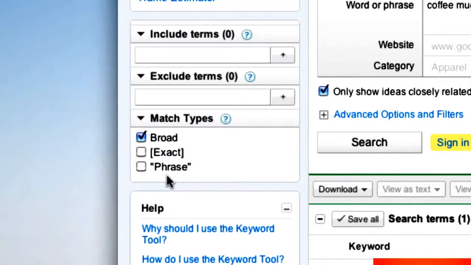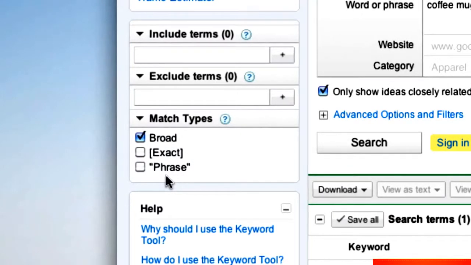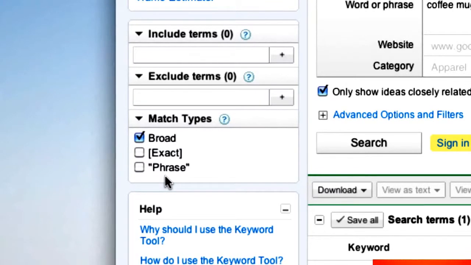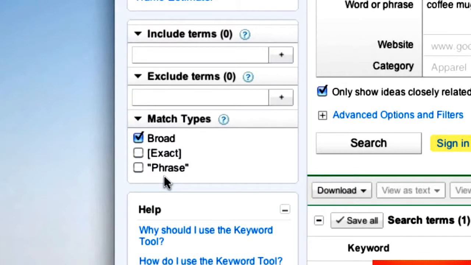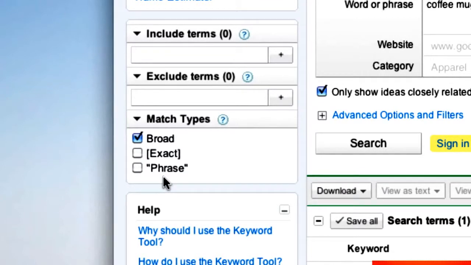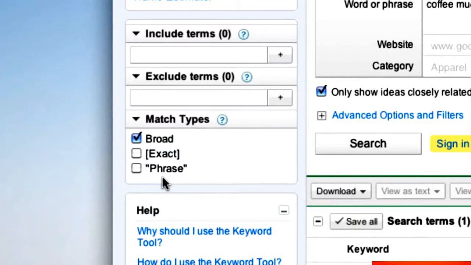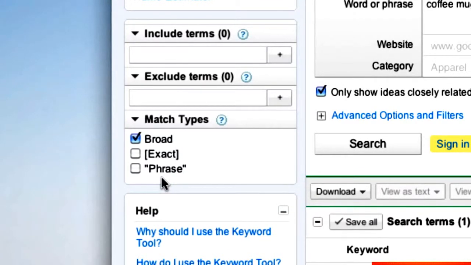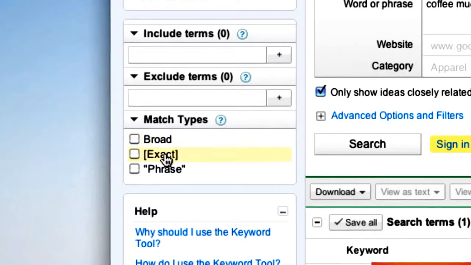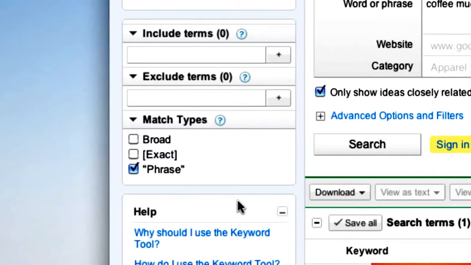But the 2 words don't have to be next to each other. The order isn't as important. I think even if mugs was first and coffee was there, that might show up as well. So it's really going to give you a huge variety of different searches. So broad isn't real accurate.